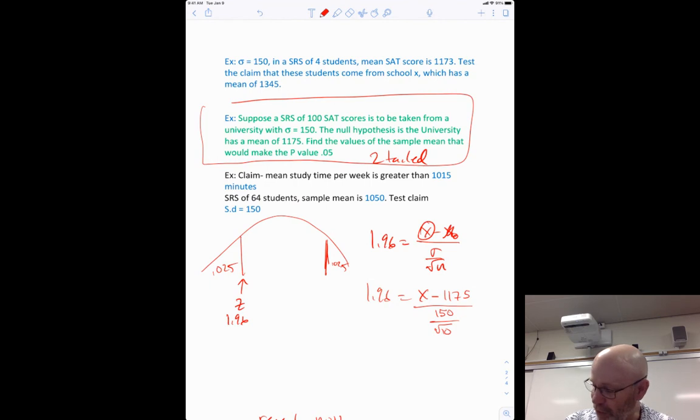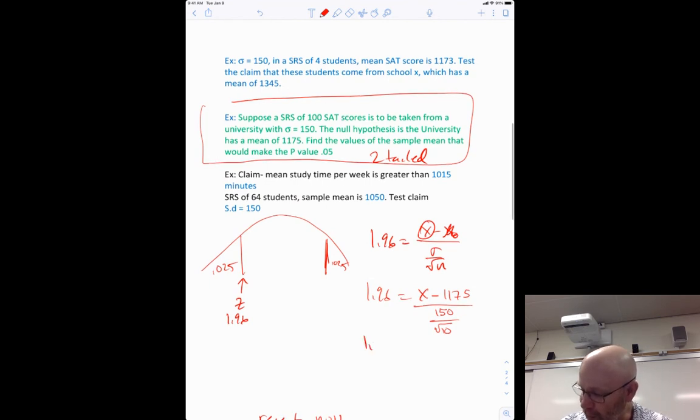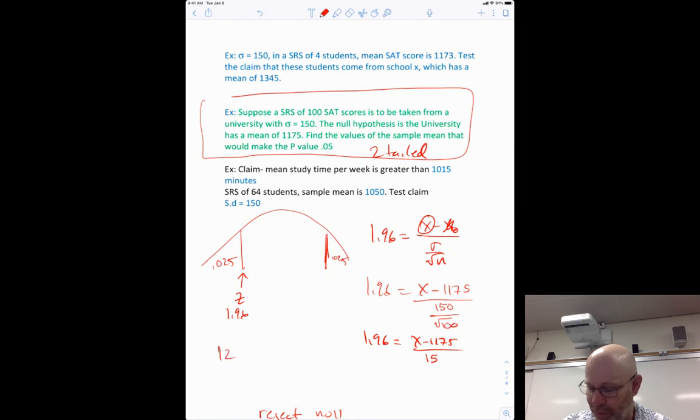I'm going to finish this problem. So I guess 1.96 equals x minus 1175, over 150 divided by, whoops, that should have been square root of 100, yeah. So 150 divided by 10, which is 15. So we're going to 1.96 times 15 plus 1175. So that's 1204.4 roughly. So that's one value of the sample mean.